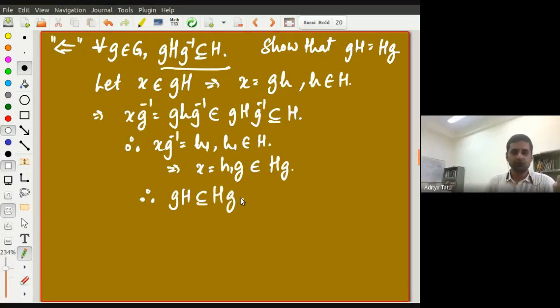Similarly, I think you should be able to show that HG is a subset of GH, right? The proof is exactly the same. When you start with an element in HG, you will have X equal to HG, and then you will pre-multiply by G inverse to get G inverse X equal to G inverse HG. But you can carry forward using the same argument. Is that fine?